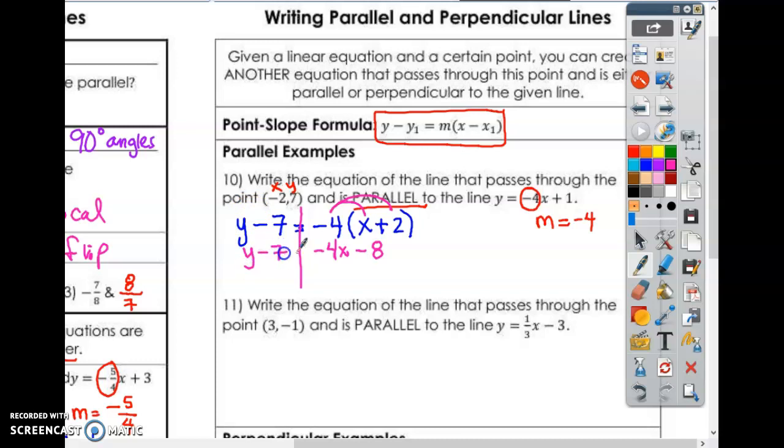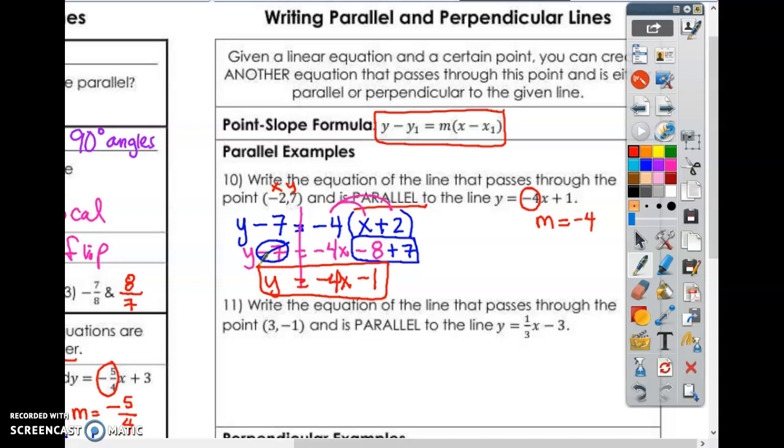Y minus 7 equals. I have to move the negative 7 over here and change the sign. You have to change the sign so it becomes plus 7. If I combine these two in decimals, what does it give you? Negative 8 plus 7 in decimals. What is it? Negative 1. So negative 4x minus 1 is my equation.